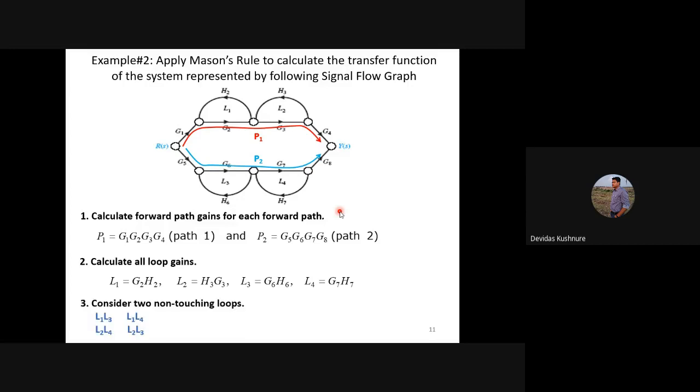Apart from that, we have to now check whether we have non-touching loops or not. So you can see there are 4 pairs of 2 non-touching loops. L1 is non-touching with L3 and L4, so we can have L1, L3 and L1, L4. We have 2 pairs of 2 non-touching loops. Then L2, L3 and L2, L4. So again we have a pair. So there are 4 pairs of 2 non-touching loops.